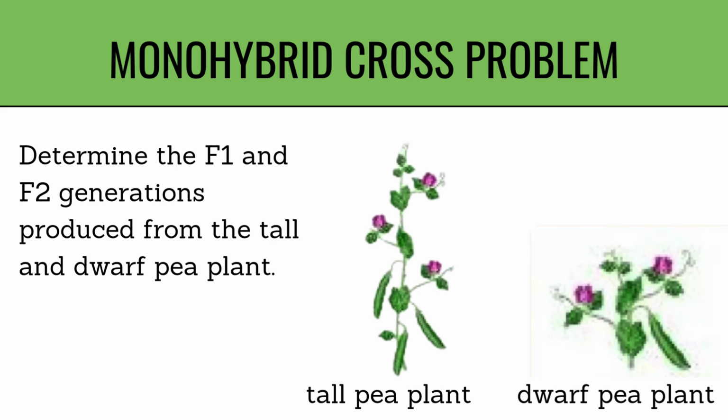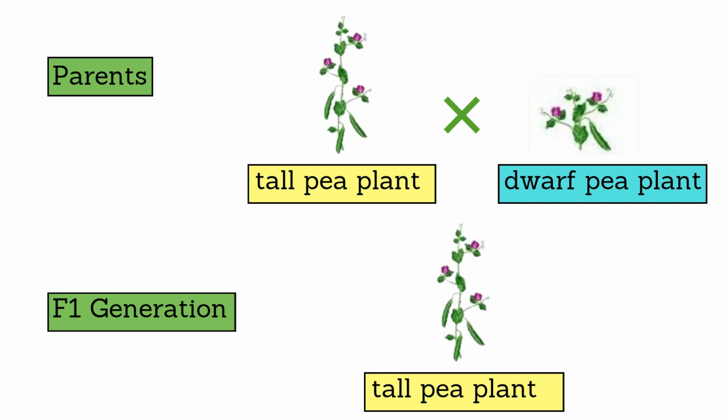Let's solve a classic monohybrid cross problem. We'll cross a tall pea plant with a dwarf pea plant and observe the F1 and F2 generations. The tall plant is dominant, and the dwarf plant is recessive. When we cross them, all offspring in the F1 generation are tall.